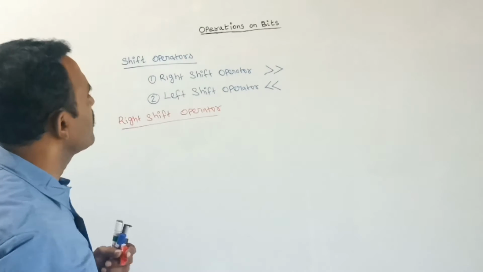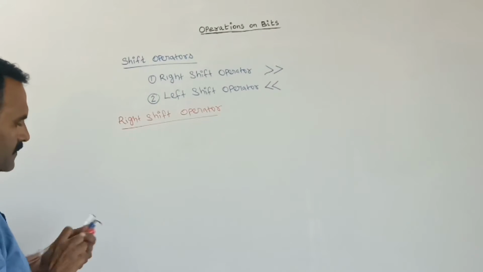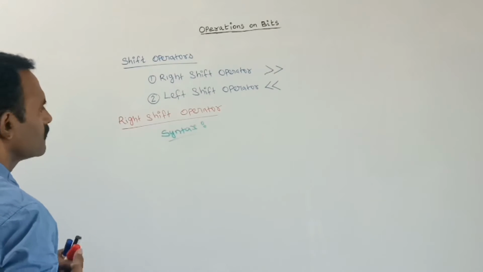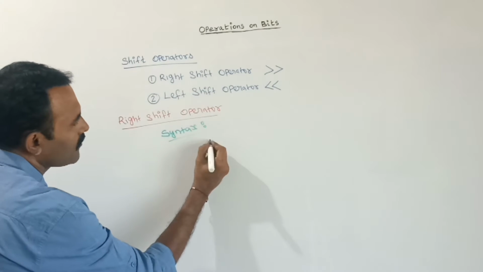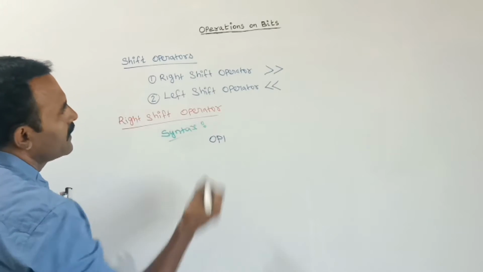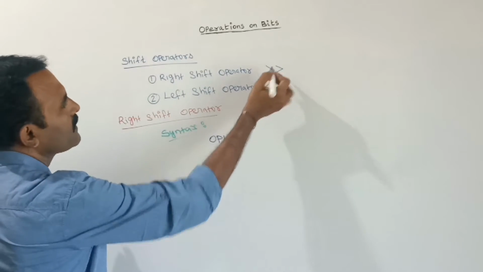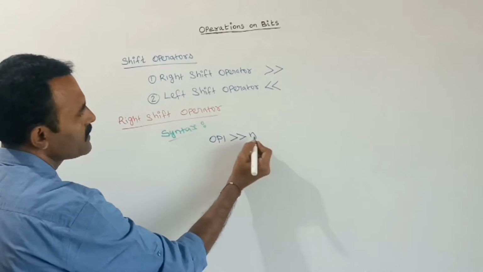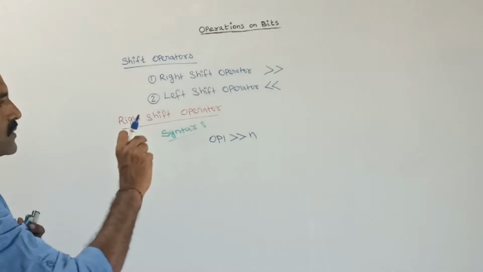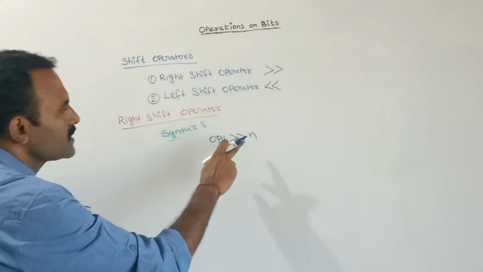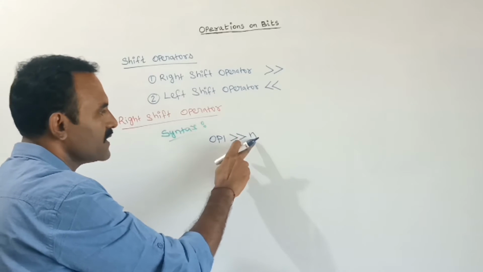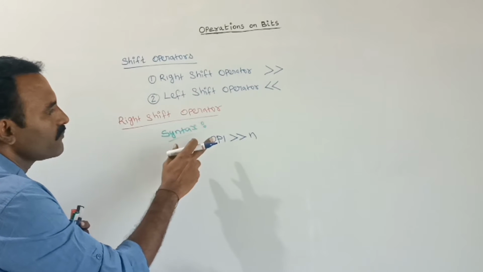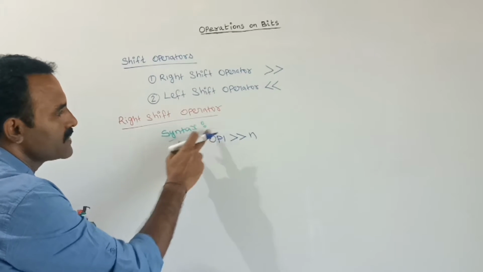For the right shift operator the syntax is: here operand 1, the very first operand. Next, for the right shift operator, what is the symbol? This two greater symbol. Next here n, this is the number of positions that we have to move. We should mention the number of positions that we have to shift in the operand. This is the operand which we are going to perform the shift operation on. This is operand 1.